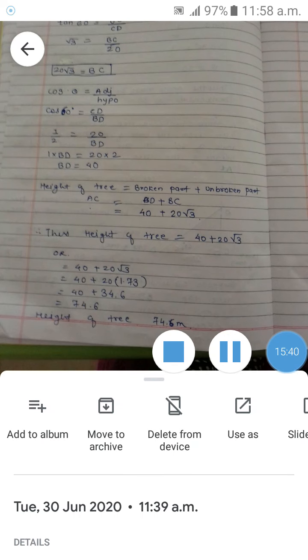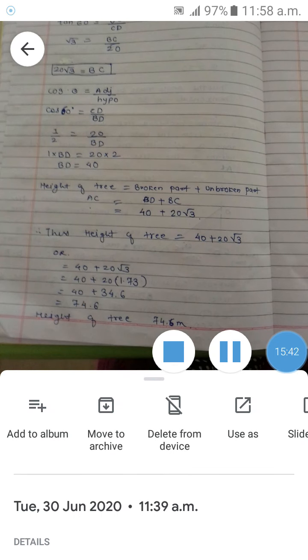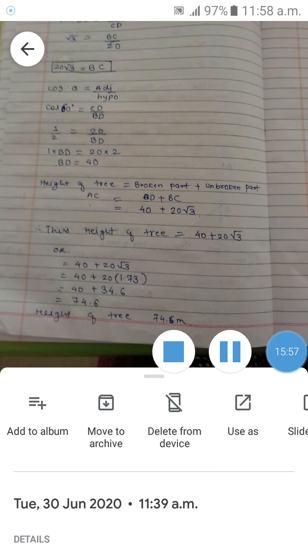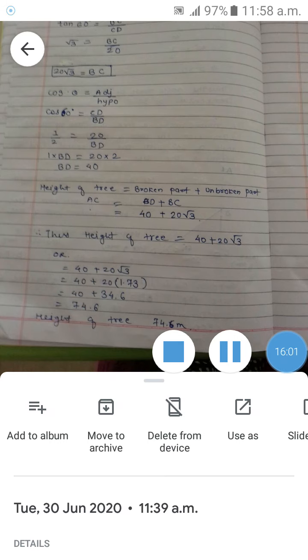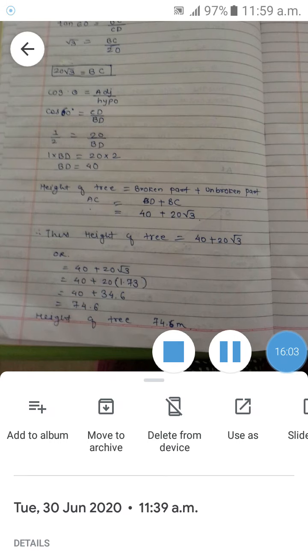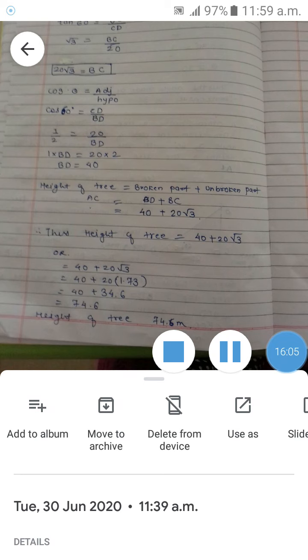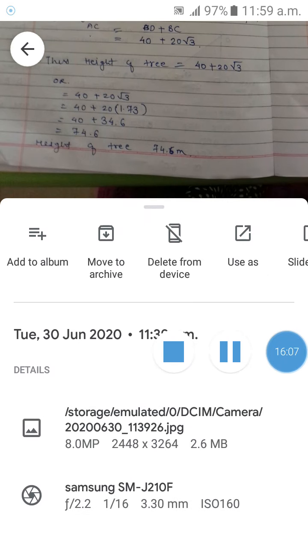Now why did I keep this as the final answer? Because the root 3 value is not given. If they give the root 3 value, then you have to substitute it there, and you will get the height of the tree as 74.6 meters. That's why I mentioned both forms. If you know the root 3 value, you can directly write it down. But if you do not know it, and the question also does not mention it, then you have to keep the root 3 value as it is. Clear? I hope all of you understood.